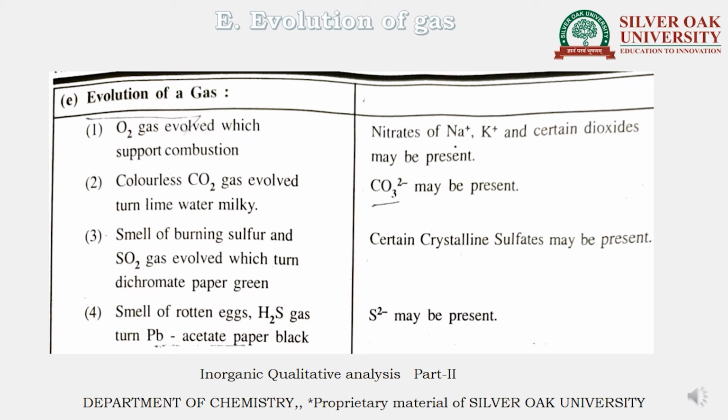And if there is a smell of rotten egg, I have previously told you how to know the smell of rotten egg. It is like hydrogen sulfide gas smell. So if it smells like hydrogen sulfide gas and it turns our lead acetate paper black, then sulfide ion may be present. So now let's see this in detail in the next video.